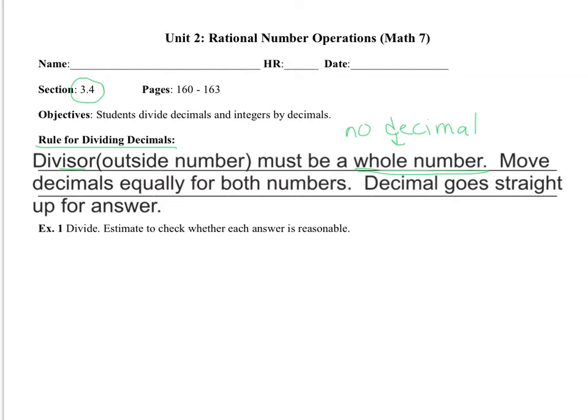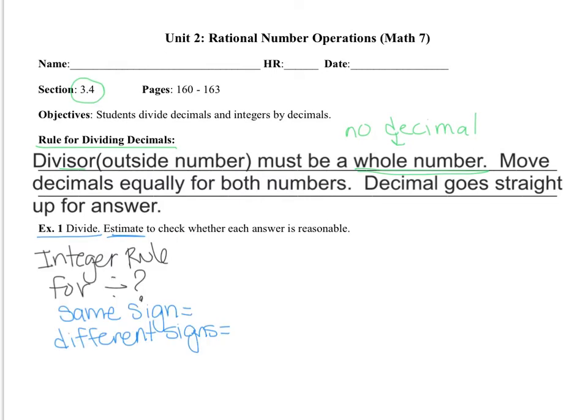Alright, so example 1 says we are going to divide decimals, and it's always good practice to estimate to check our answer. But before we do that, I want to ask you a quick question here. What are my rules for integers? So, what are the rules for same sign and different signs when we are dividing?